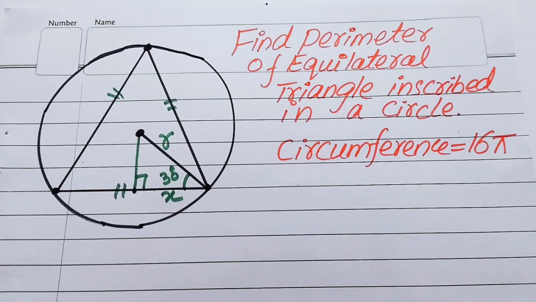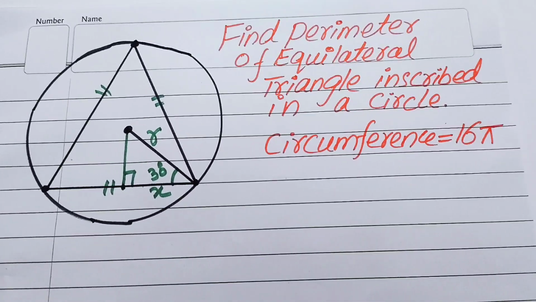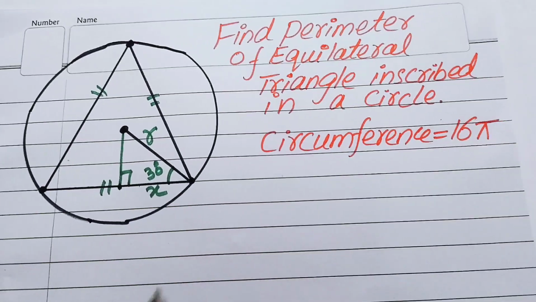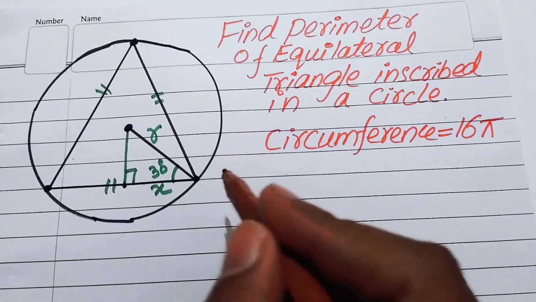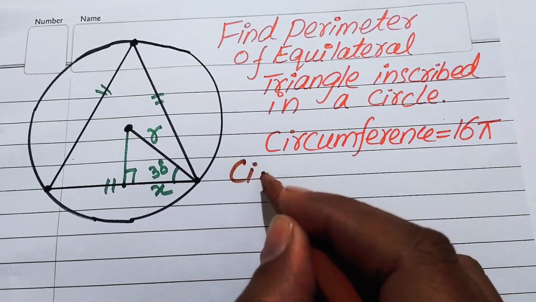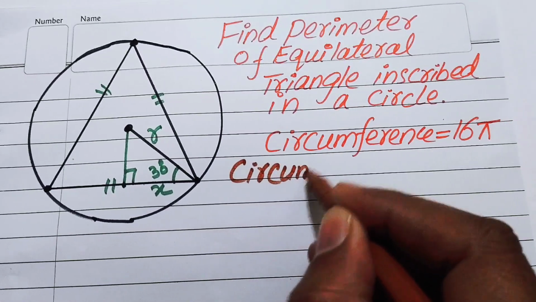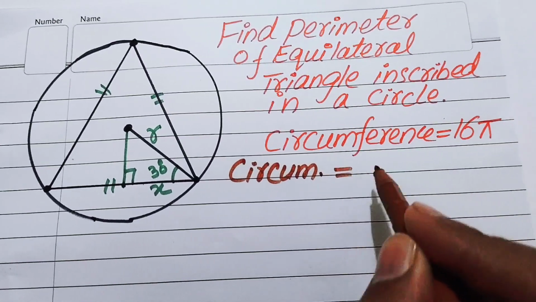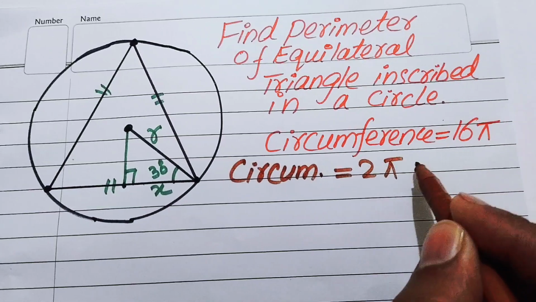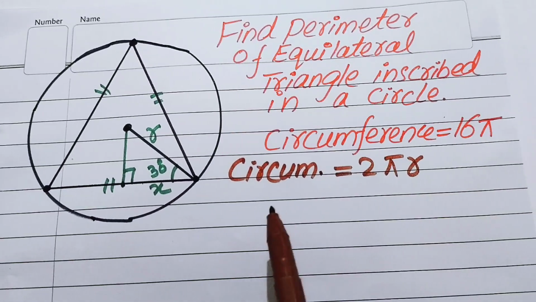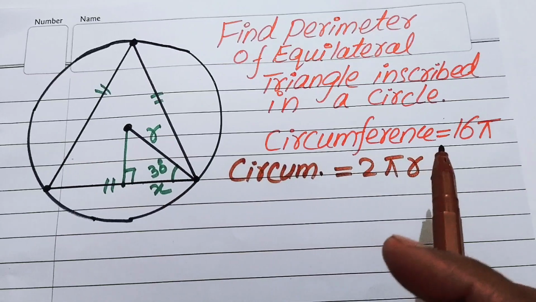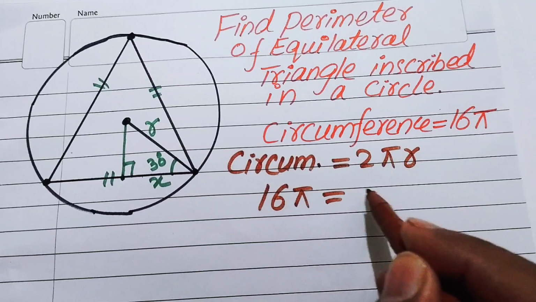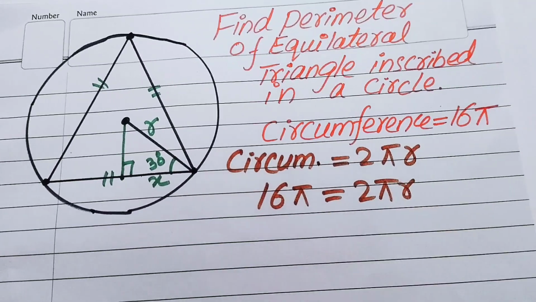In this question we are given that the circumference of the circle is 16 pi. So we know the formula of the circumference of a circle: it equals 2 pi r. We substitute here, and we obtain 16 pi equals 2 pi r.